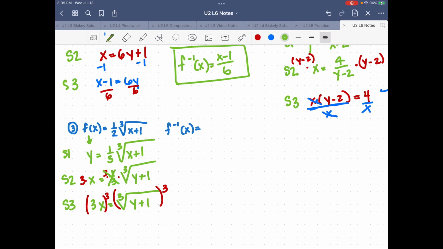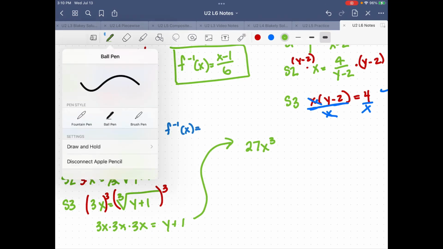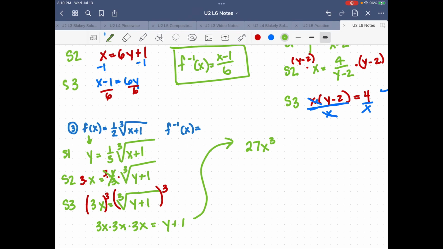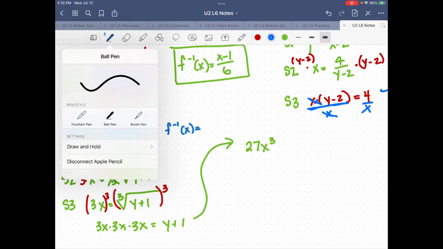Okay, let me move up here. 3x times 3x times 3x is 27x to the third. Is that a 3? I'm so sorry, that's a 1/2. We're just going to change this right here to a 3. Okay, so I get 3 times 3 times 3 is 27. x times x times x is x to the third, equals y plus 1.